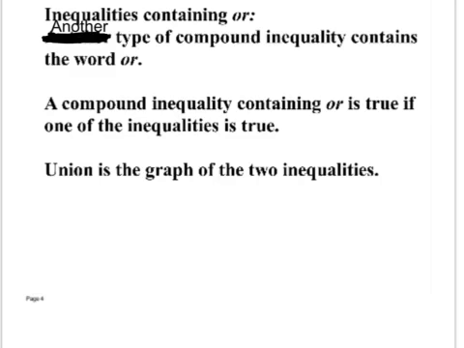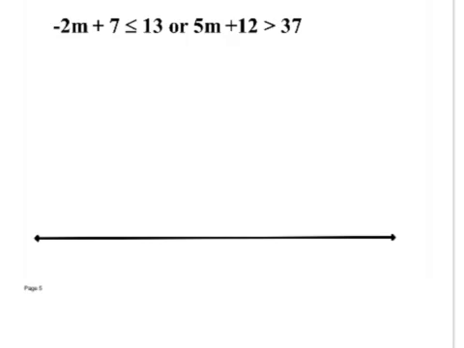Inequalities containing or. Another type of compound inequality contains the word or. A compound inequality containing or is true if one of the inequalities is true. Union is the graph of the two inequalities. So with or, only one of them has to be true. With and, both of them have to be true.